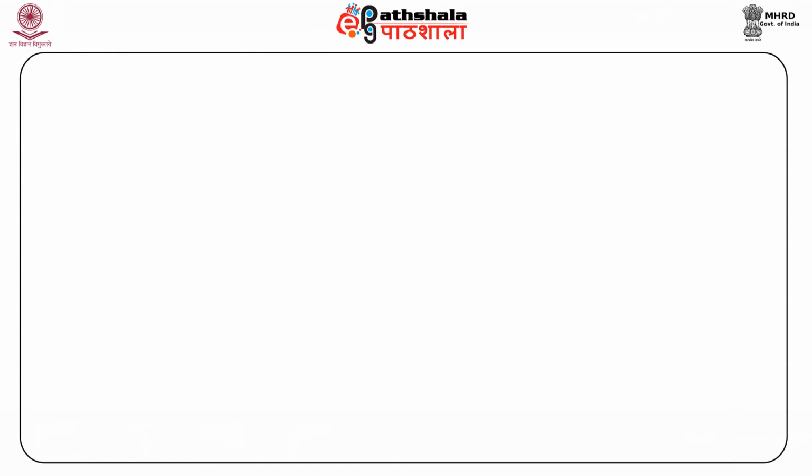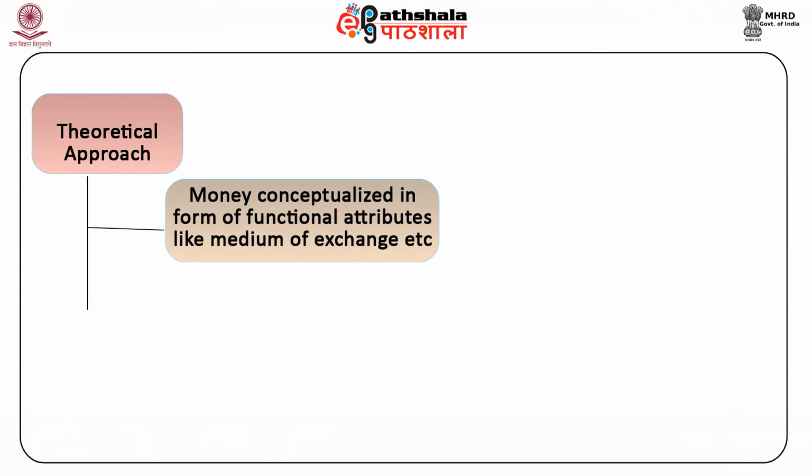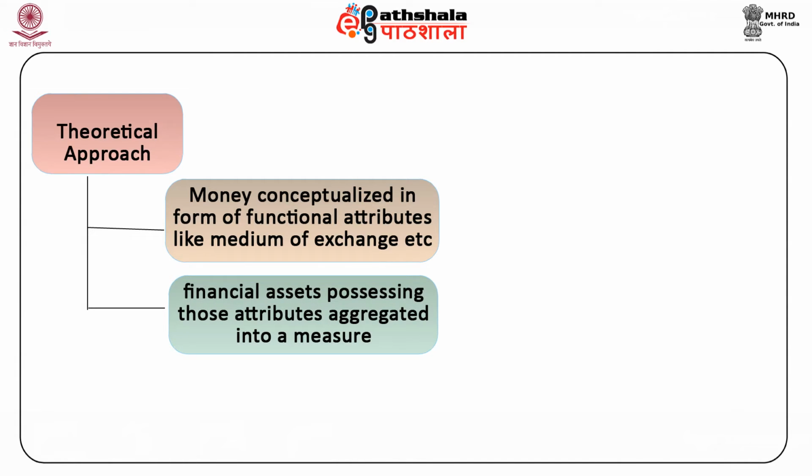Let us now discuss the theoretical and empirical approach to money. In the theoretical approach to the definition of money, we first decide or conceptualize what specific functions or institutional attributes we would like to emphasize. For example, we have the 4 functions of money which we have already discussed. We now aggregate the relevant financial assets which possess those attributes into a measure.